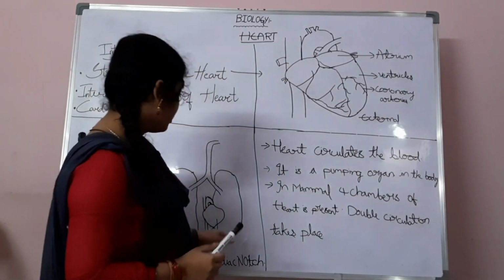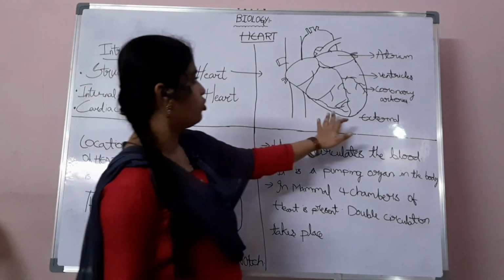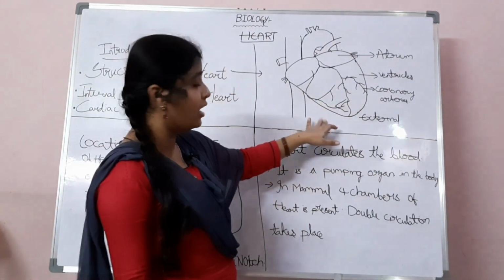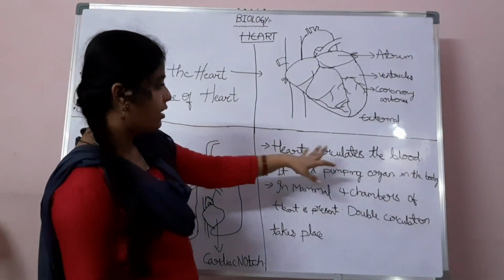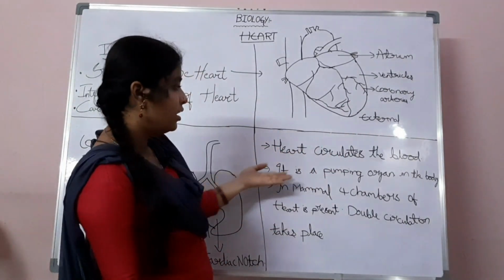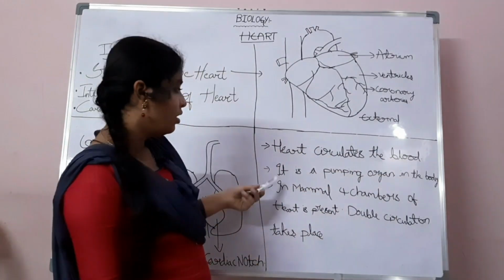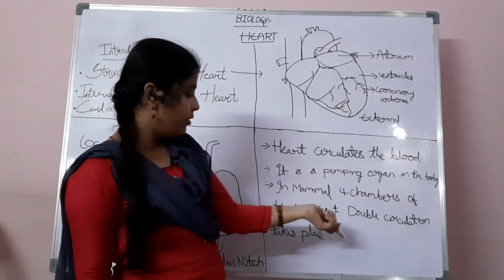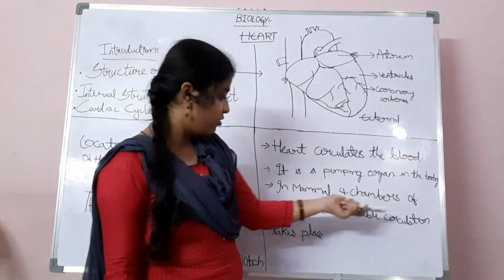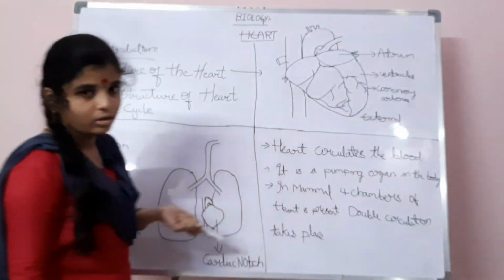Now coming to the structure of the heart. As you all know, the heart circulates the blood and it is a pumping organ in the body. In mammals, 4 chambers of the heart are present, and double circulation takes place in our body.